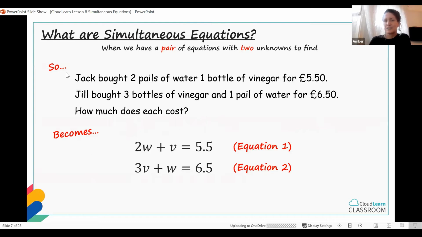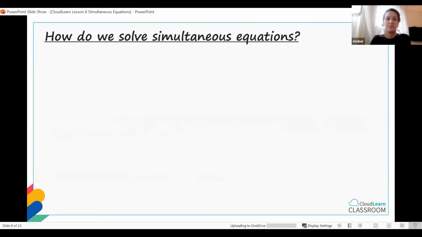Anyone got any questions on what they are and why they are useful? Okay, all right, so we will move on to how to solve them now, because this is the part that we really need to learn for your GCSE maths. How do we solve simultaneous equations?